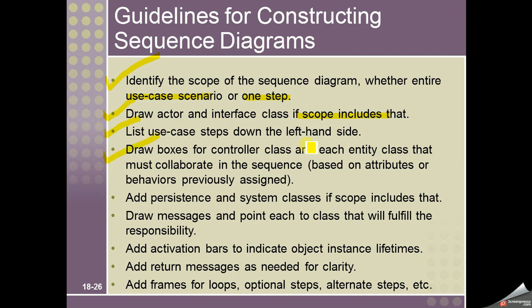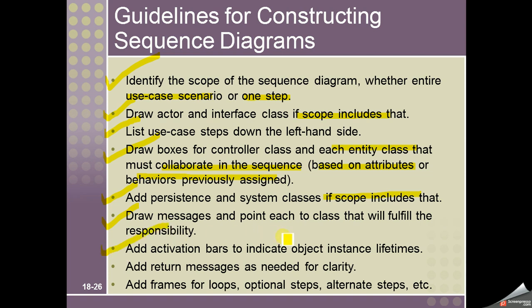Draw boxes for the controller class and each entity class that must collaborate in sequence based on the attributes or behaviors previously assigned. So we have already identified the responsibility and the behavior of the objects. So now in the sequence diagram, this information is used to show the collaboration of all the objects in the time sequence. Add persistence and system classes if the scope includes them. Draw messages and point each to the class that will fulfill the responsibility.